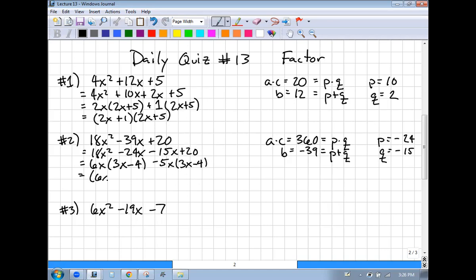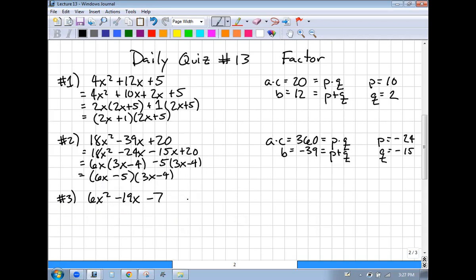So we have a 6x and a, not an x, it's a 5. Sorry about that. All right, 15x and then, okay. So we have a 6x and a minus 5, both times a 3x minus 4. Boom.